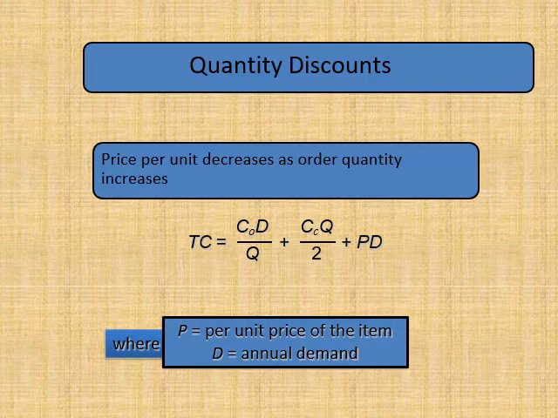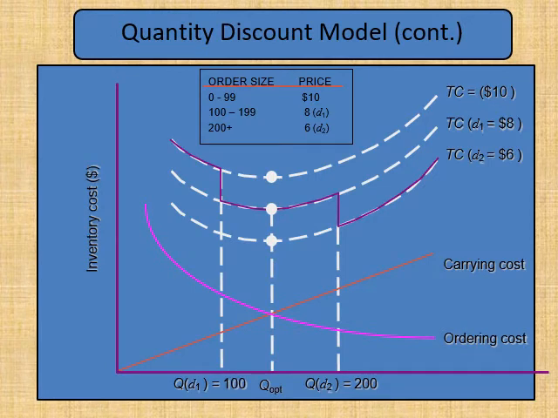The total cost is calculated using this formula, where P is the per unit price of the item and D is the annual demand. Using this graph, you can see the inventory cost against quantity. As the demand increases, at D1 demand the quantity is 100, and at D2 demand the quantity is 200. This is the optimum level, Q optimum. Here is the total cost TC at the rate of $10 for one item.